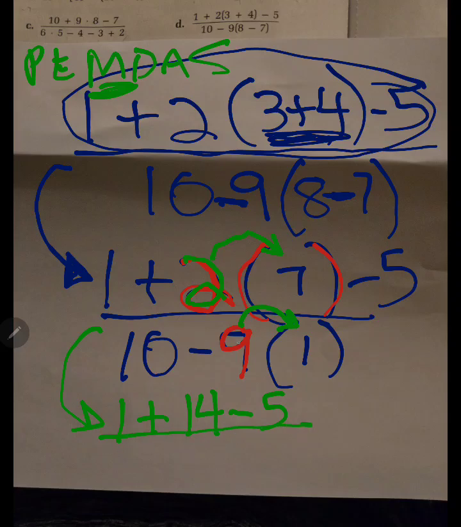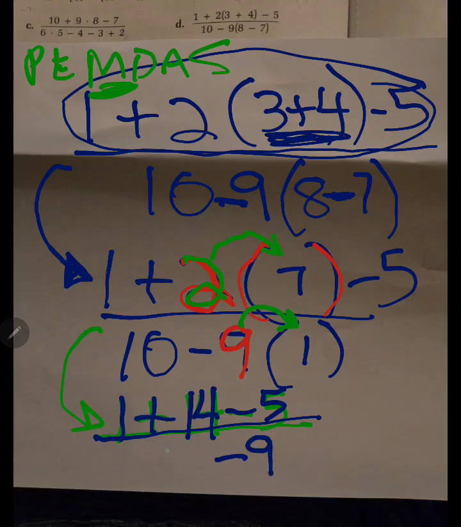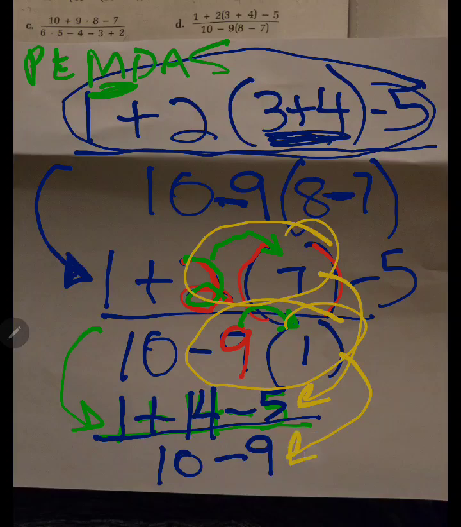All right, so now we're going to multiply first. 9 times 1 is 9. Oh, I don't know if I like that color. It doesn't show up very good. So let's rewrite that. 1 plus 14 minus 5. Is that better? I think that's better. All right, so now 9 times 1 is 9, and then 10 minus 9. All I did is I solved this guy, and I put it right here, and I solved this guy, and I put it right here, okay?